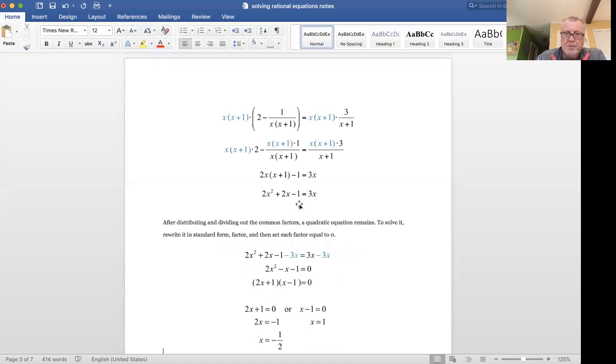Solving the equation, we have a quadratic equation when we distribute the 2x. We'll move this 3x over by subtracting, setting it equal to 0.